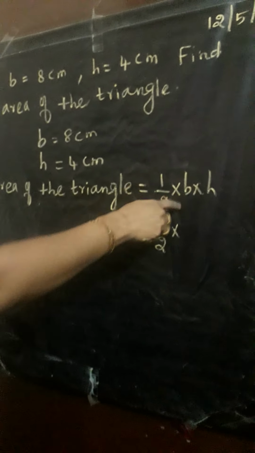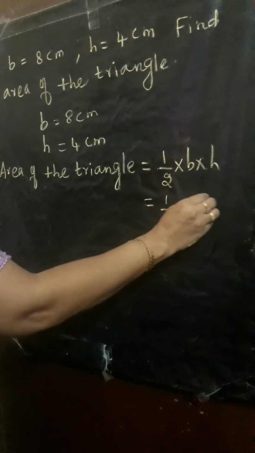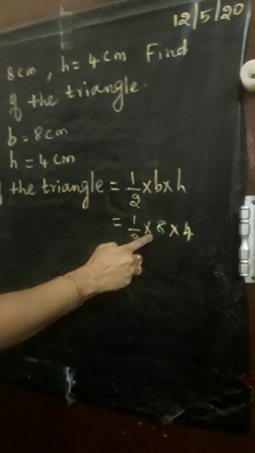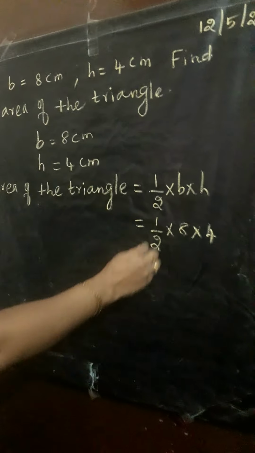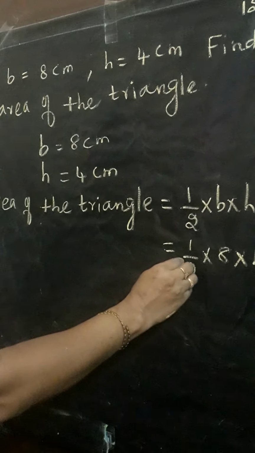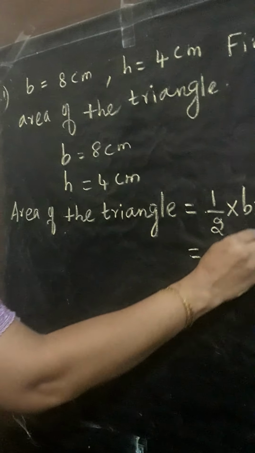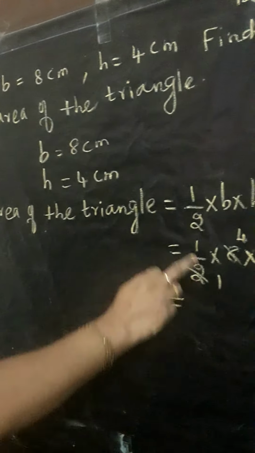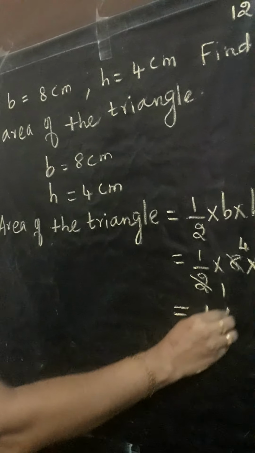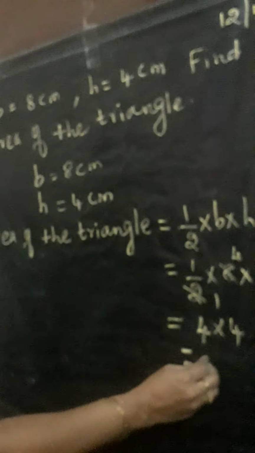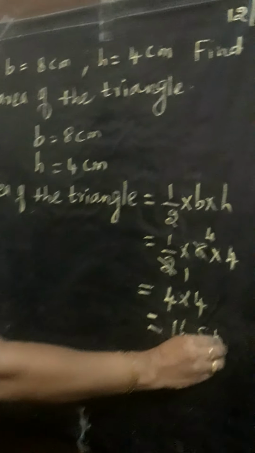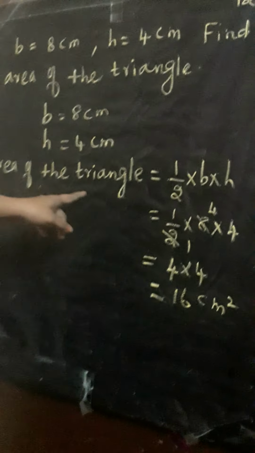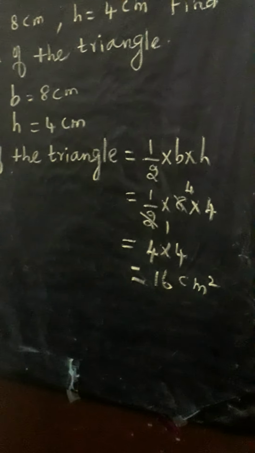Substitute the values in this formula. So B equal to 8 centimeter and H equal to 4 centimeter. So 1 by 2 into 8 into 4. You cancel by 2 table. 1 2 is 2, 4 2s are 8. Next 4 into 4. So 4 4s are 16 centimeter square. So area of the triangle equal to 16 centimeter square.